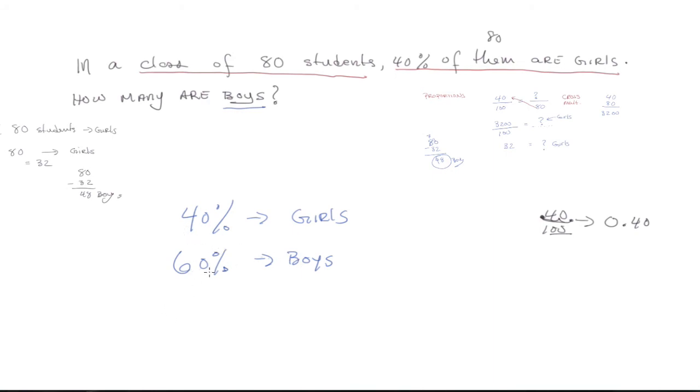So if 60% of the class is boys, then we do 60% of the class, which is 80 students, equals boys. Now you can do the decimal technique, or you can do the proportions technique from before. I'm going to do the decimals technique again. 60% is 0.60. Of means multiply. The class is 80 students big. So if I multiply those together, then 0.6 times 80 is, you guessed it, 48 boys. Those are the 3 ways of solving this problem.